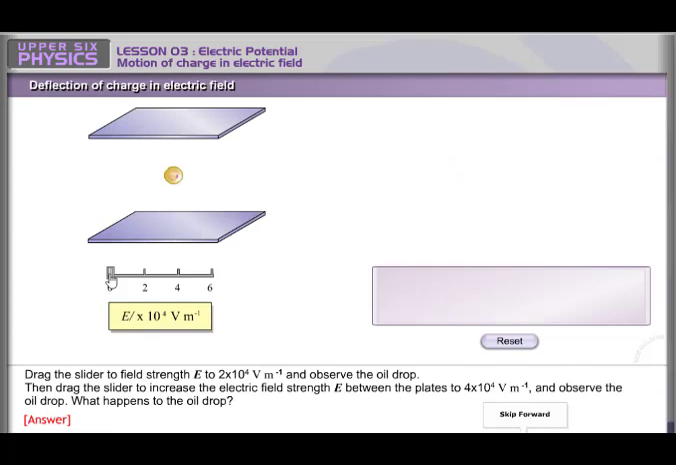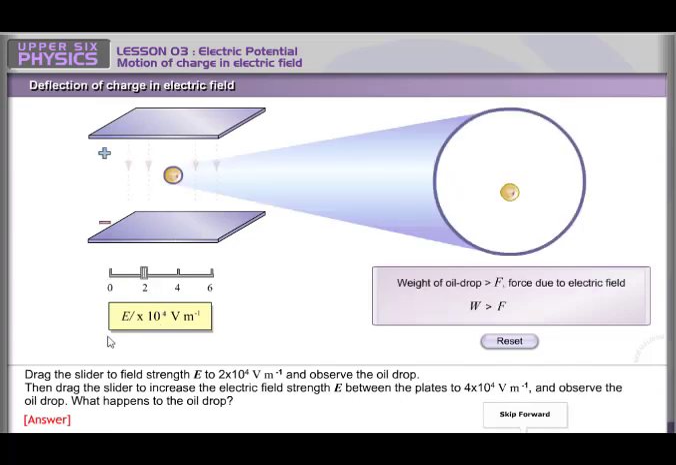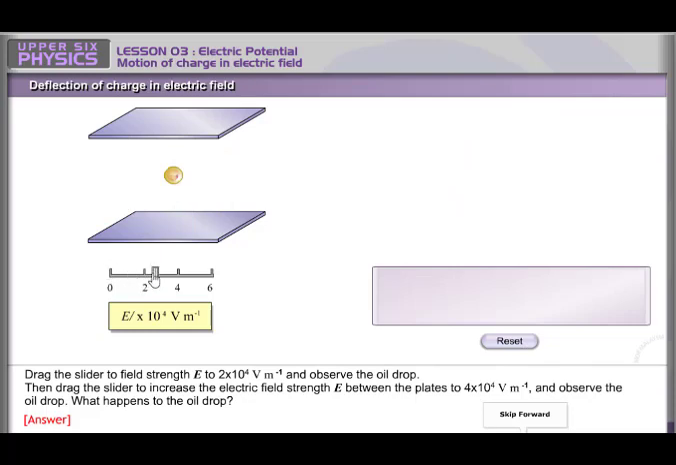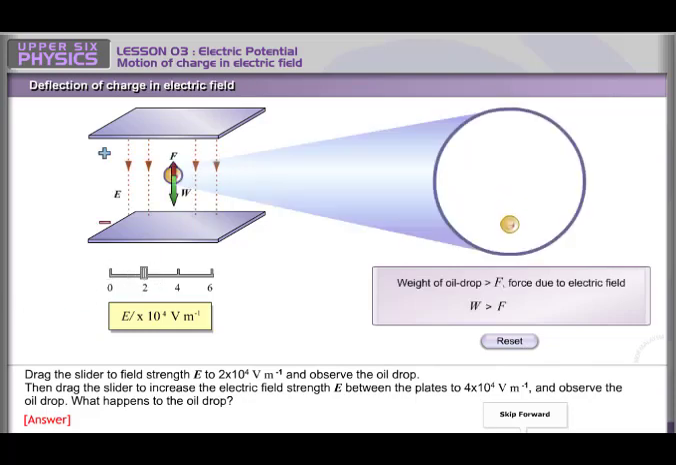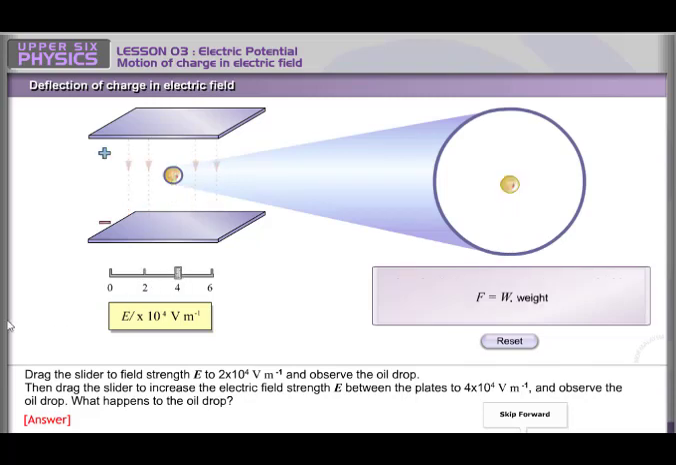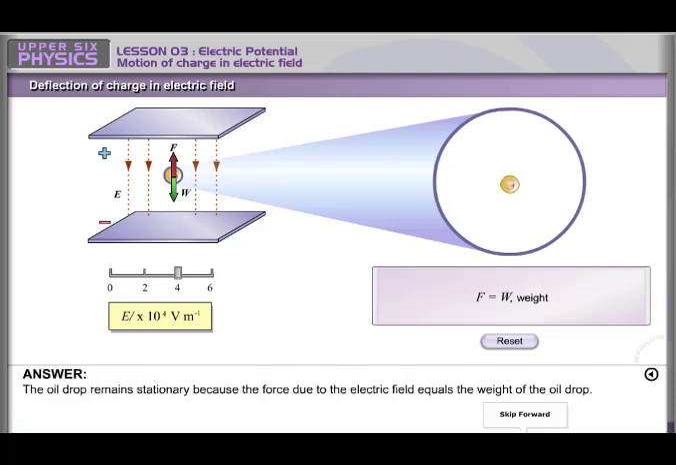Drag the slider to field strength E to 2 times 10 to the power of 4 volts per meter and observe the oil drop. Then drag the slider to increase the electric field strength E between the plates to 4 times 10 to the power of 4 volts per meter and observe the oil drop. What happens to the oil drop? Answer: the oil drop remains stationary because the force due to the electric field equals the weight of the oil drop.